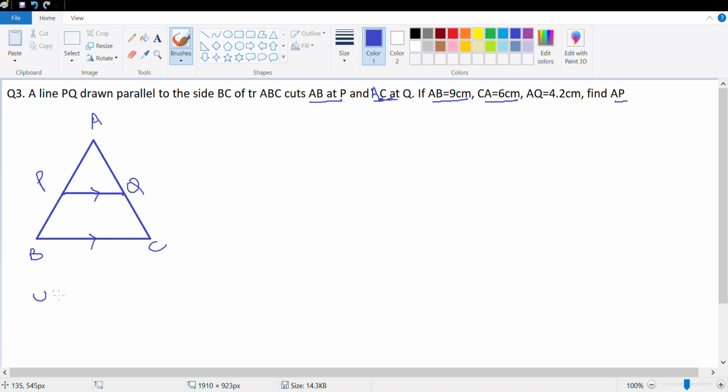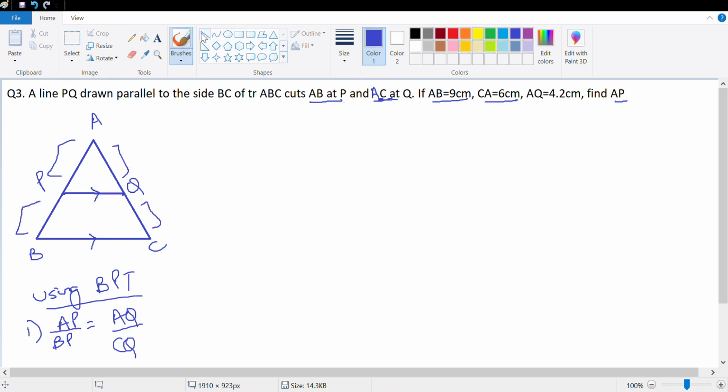Okay, so we are basically looking at basic proportionality theorem. So using BPT, what I get is AB upon BP is equal to AQ upon CQ. This part upon this part is equal to this ratio. Perfect. Let's see what values I have.